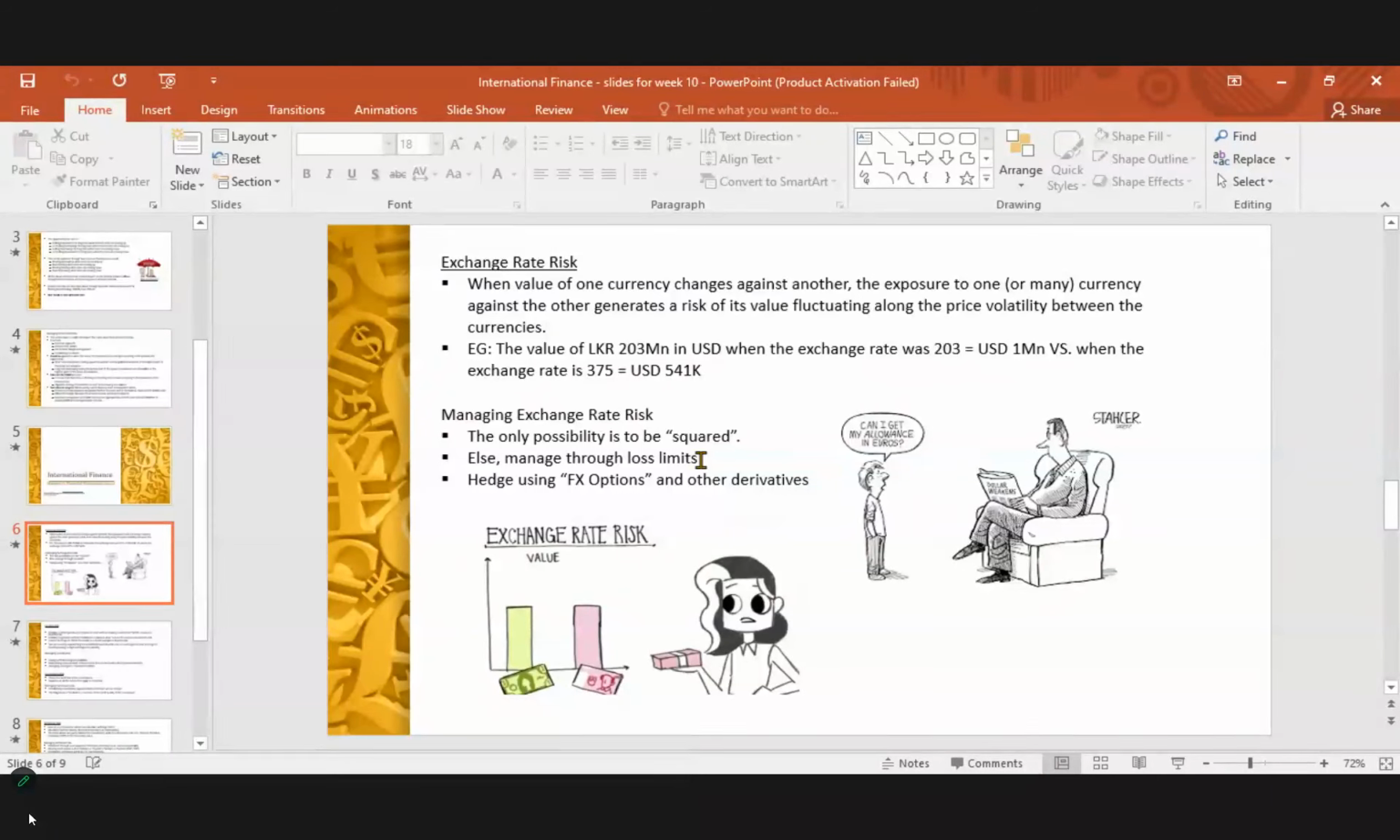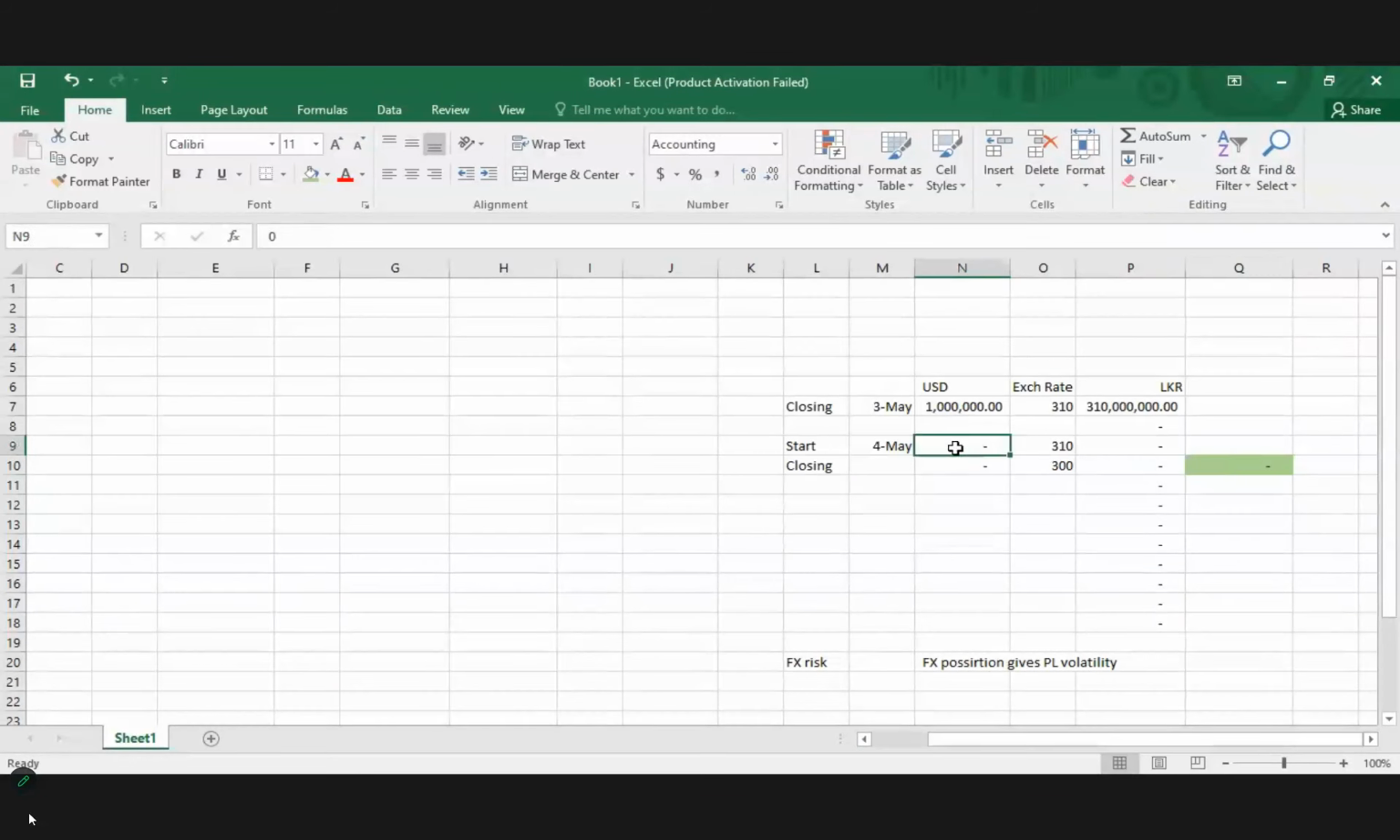However, there is a situation there. What is that situation? Going back to this. Now that 800,000 came about because this movement was only 10 rupees. What if the movement went to 290? And I would have gone to 16 million loss back again, right?